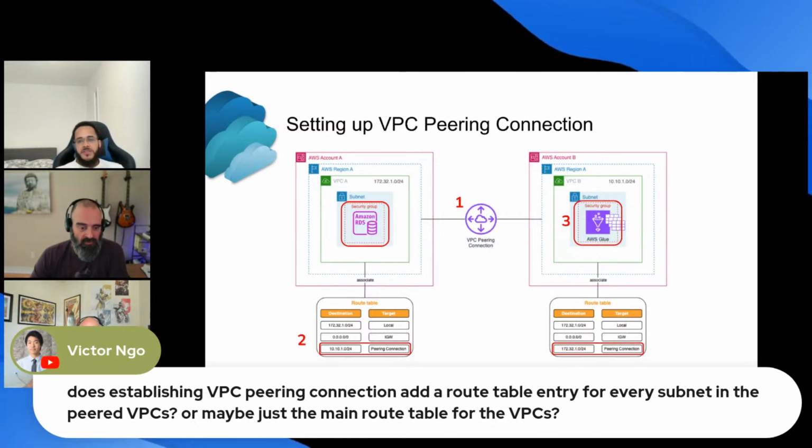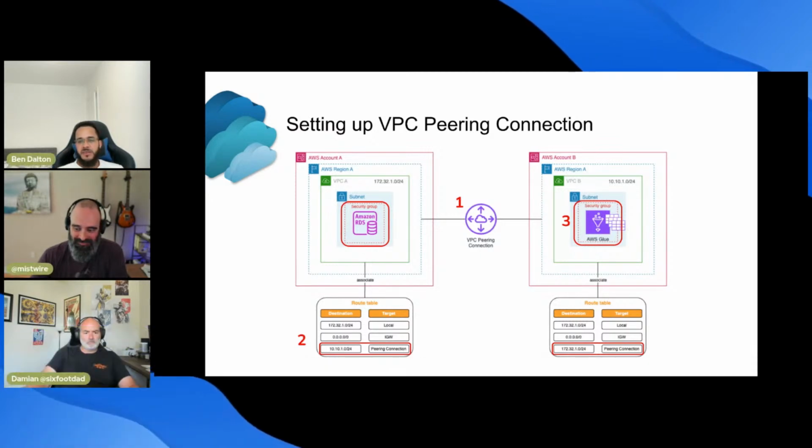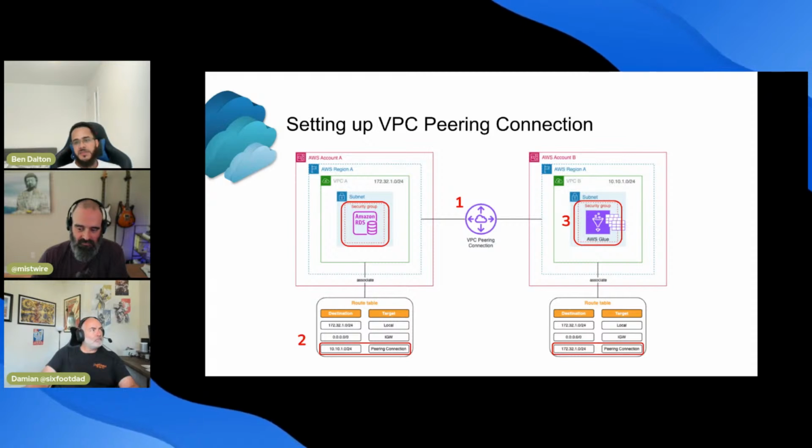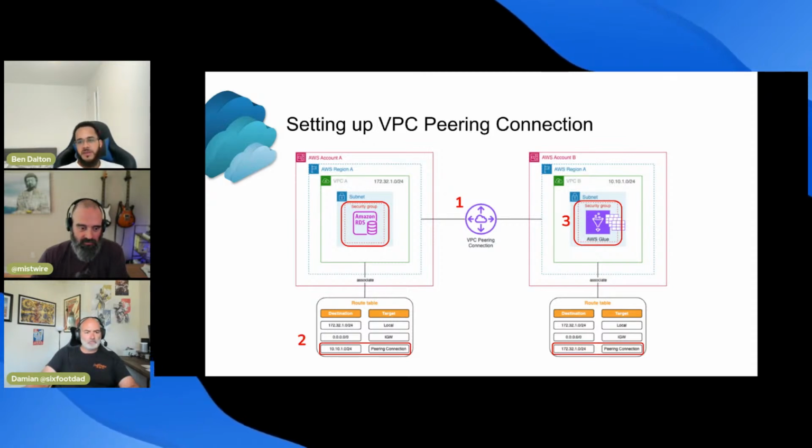VPC peering connections don't actually do any of the route table work for you. You have to go in and do it yourself. So you have control over what subnet CIDRs you want to be available or accessible. In most cases, you would put the entire VPC. In other cases, you might want to restrict it to a subnet. I'll talk a little bit about that later, about some more suitable solutions for these specific scenarios.